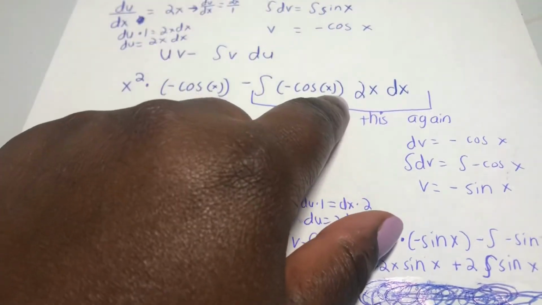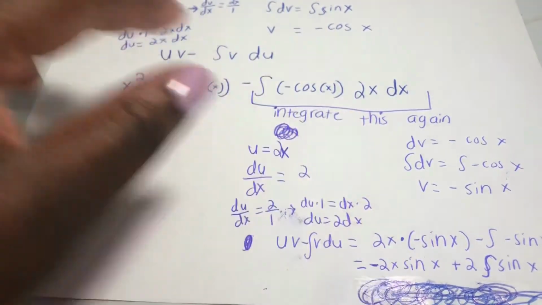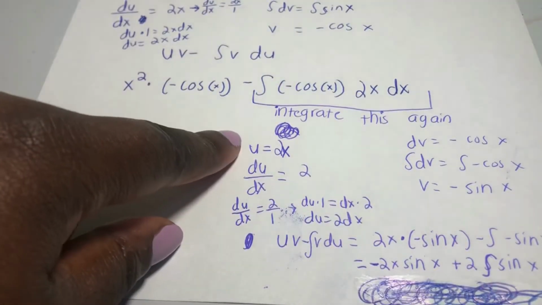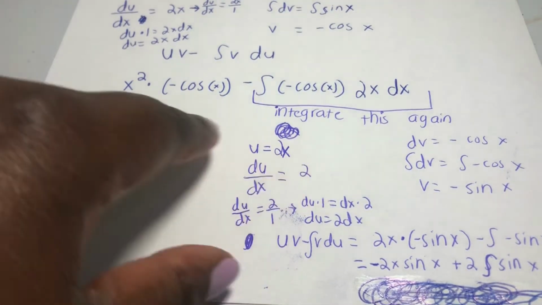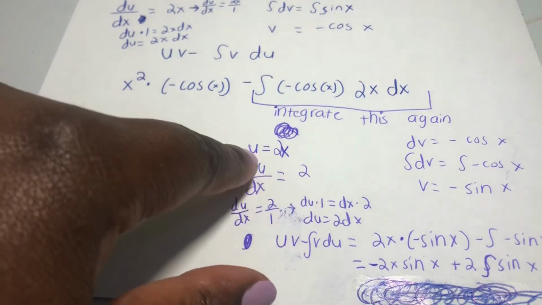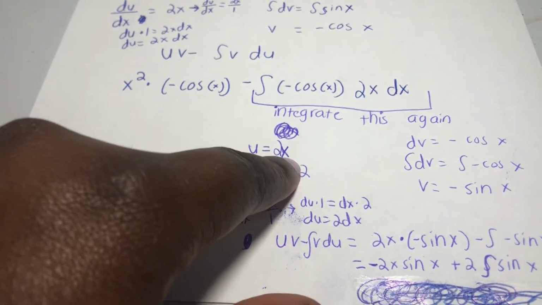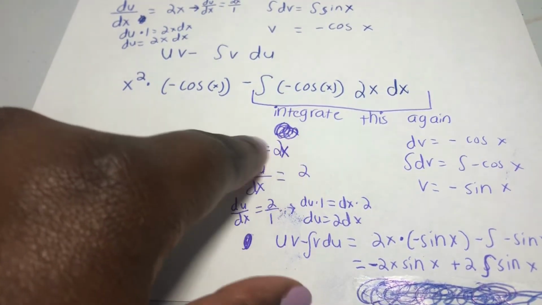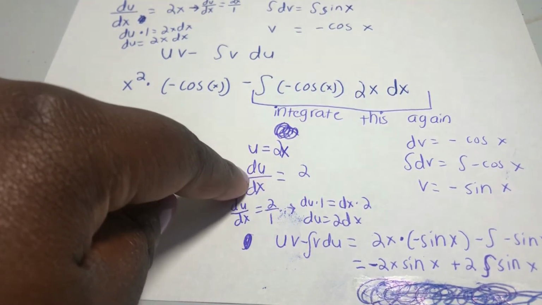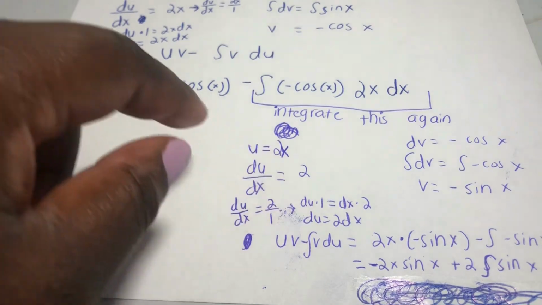If you do the chart and do all the math from the integral and the derivative and see what's easier to take the derivative of and easier to take the integral of, it's going to be this. So u is equal to 2x, and then du over dx is equal to 2. So we're going to choose u as 2x. You take the derivative of u, which is du over dx, and that's going to be 2.